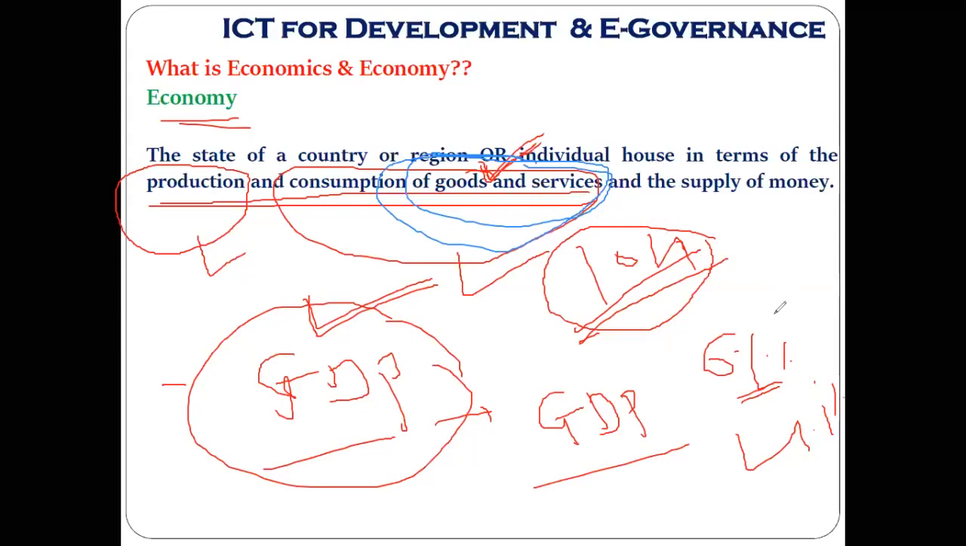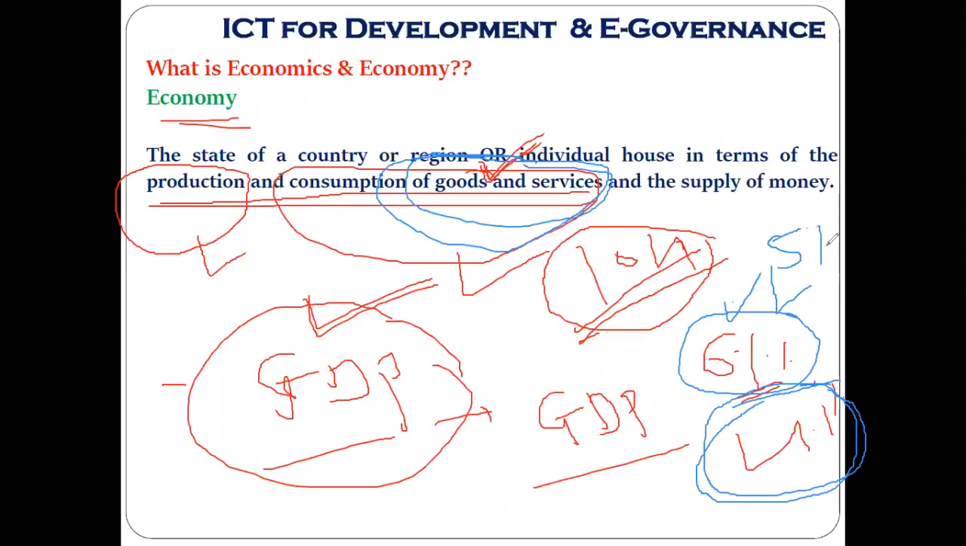Now I want to clear this point. As I said, in 2018-19 our GDP was 6.1%, but now it is 4.1%. Why has this happened? And before 6 months, it was around 5%.